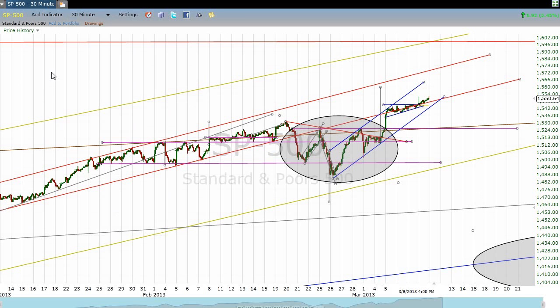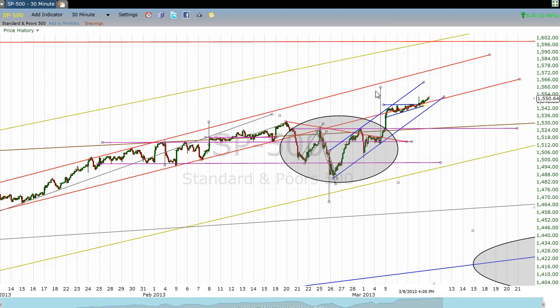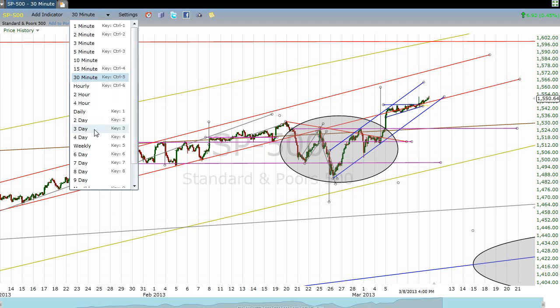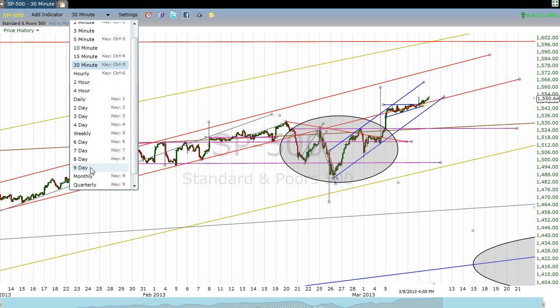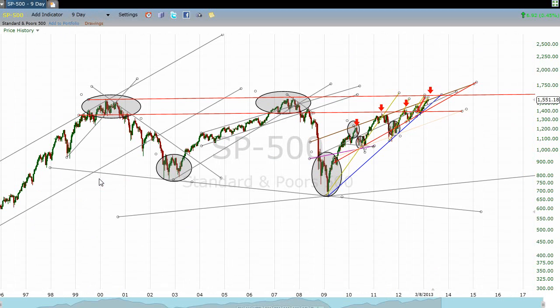That said, and I know you're not dummies, I don't mean to insult your intelligence. Just to remind you, this inverted head and shoulders pattern has a target of about 1560. We're getting so close to this red line up here. It is just amazing. If we take a look at, we almost have to go to a monthly chart. Let's see if a 9-day does it. The 9-day does it better. That red line is drawn over the 2000 market top and the 2007 market top.